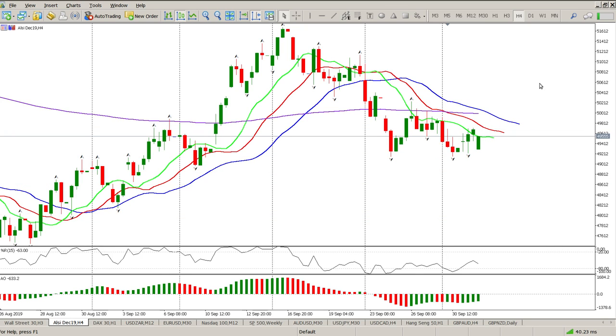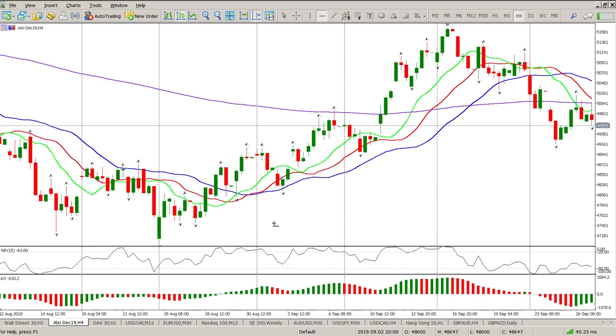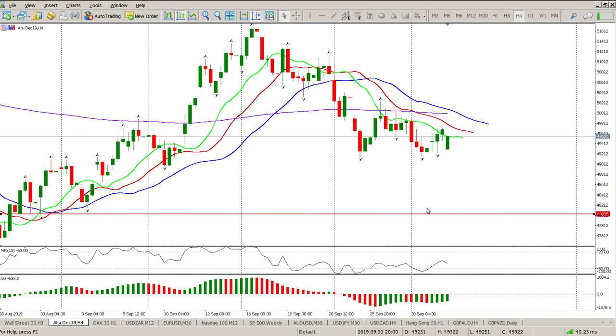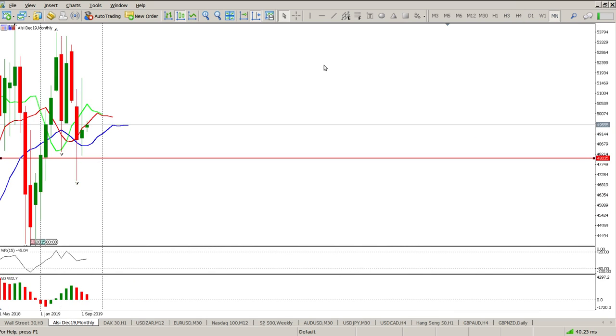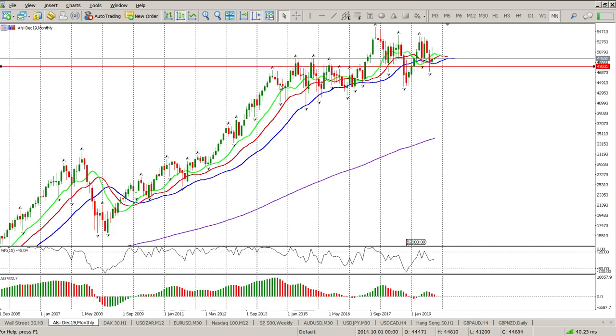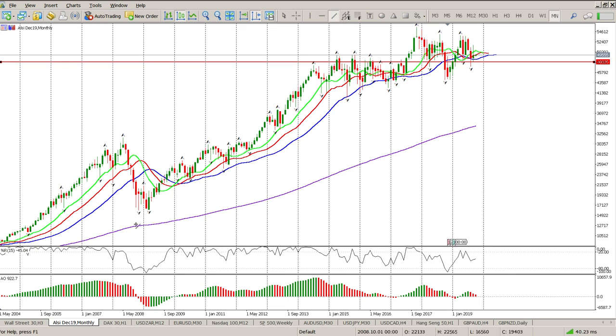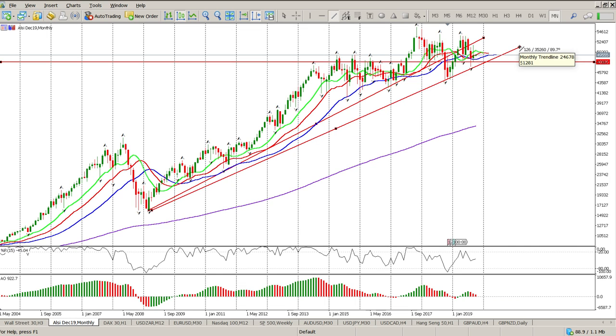Now, let me just put that level back in, 48,035. Okay, so that's our measured move target. But what I want to do is take us to the monthly. And this trend line that I spoke about earlier on has pretty much been broken. So the next trend line that we have will be that one there. Now you can see a move back down into this area here is not really something for alarm bells to go off.